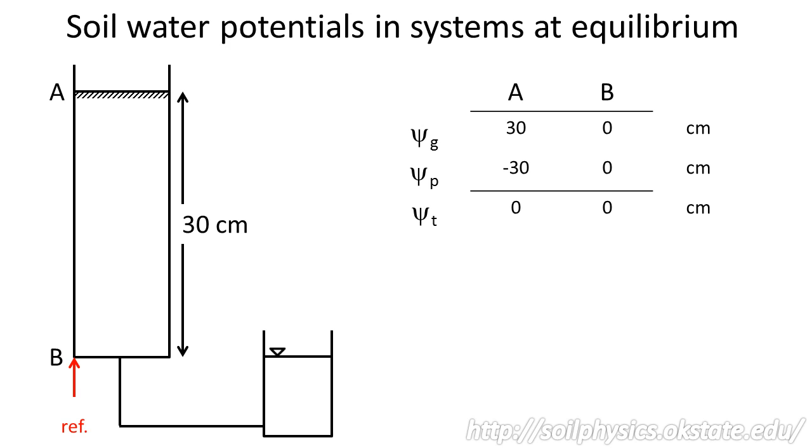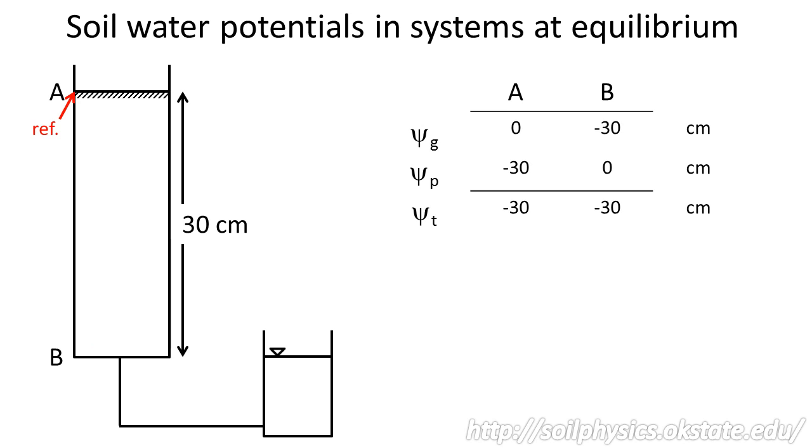Now, I want to make sure you caught one important point regarding the reference elevation. Remember, the choice of the reference elevation is arbitrary. What if we change the reference elevation to be here, at the top of the soil column, rather than the bottom? In this case, we would find the gravitational potential at A is 0, and the gravitational potential at B is minus 30 centimeters, because it's 30 centimeters below our reference elevation.